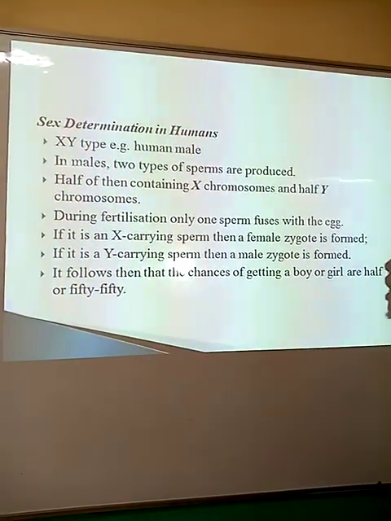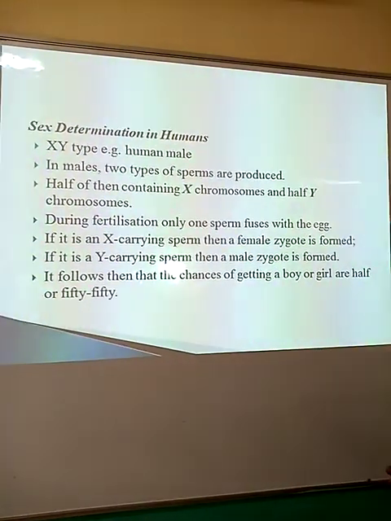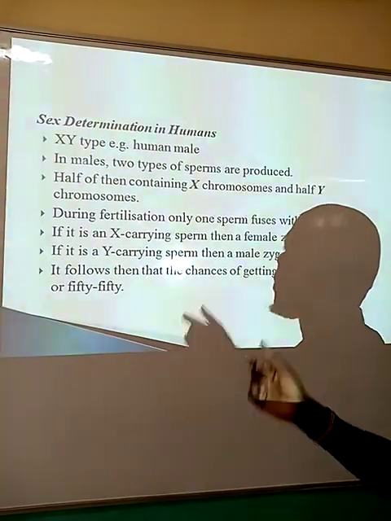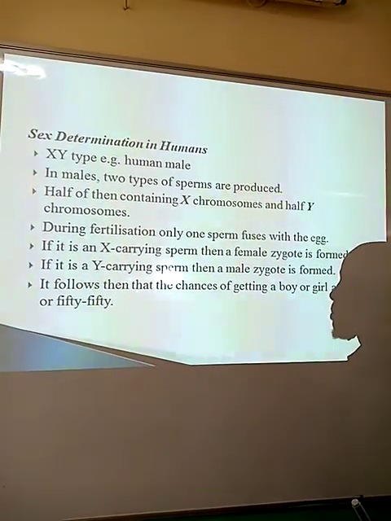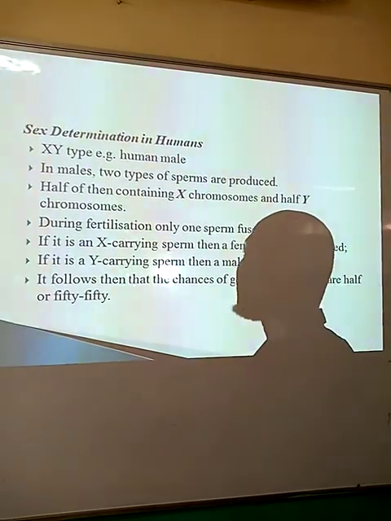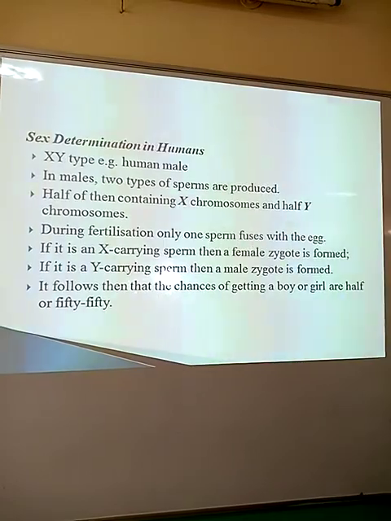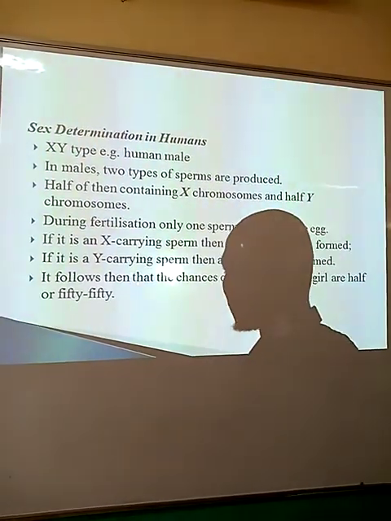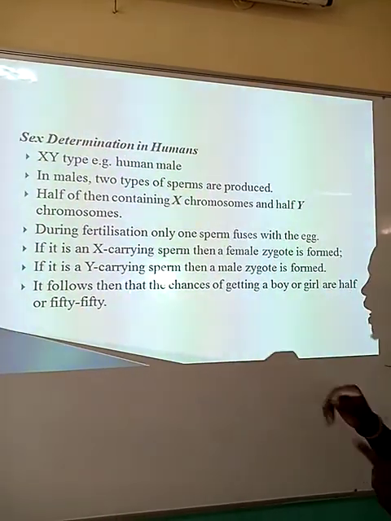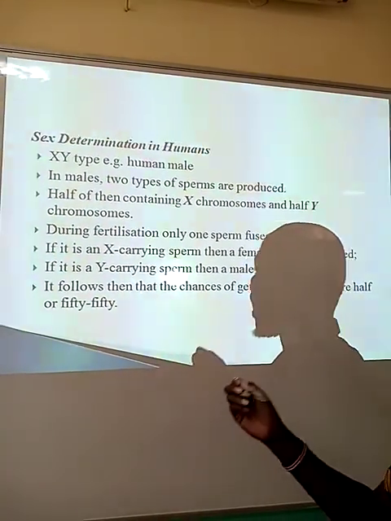Let us look at sex determination in human beings. We know we have human males and human females. In the XY type, e.g. in human males, two types of sperms are produced. Half of them contain the X chromosome and the other half contain the Y chromosome. In other words, they are heterogametic. That means that the X and Y are not identical. Because they are gametes, we call it heterogametic.